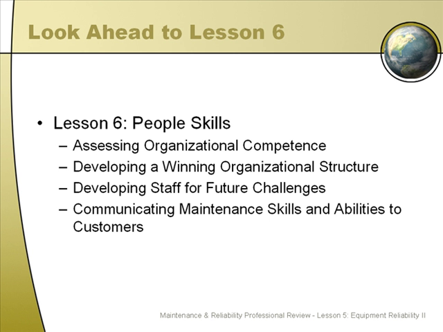Let's look ahead to what we're going to talk about in Lesson 6. Lesson 6 is going to cover Pillar 4 of the SMRP standard, which is people skills. Some of the objectives that we're going to achieve are assessing the organizational competence, developing a winning organizational structure, developing staff for the future challenges of proactive maintenance, and communicating maintenance skills and abilities to the customers. In other words, public relations. It's going to be an interesting section. I look forward to speaking with you about it.